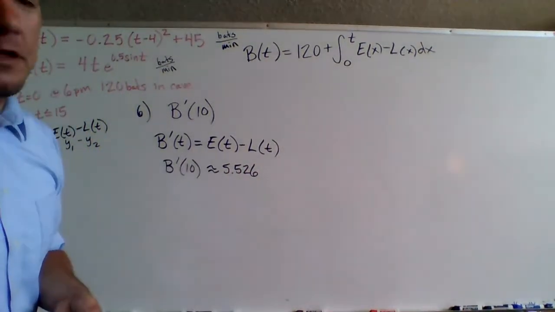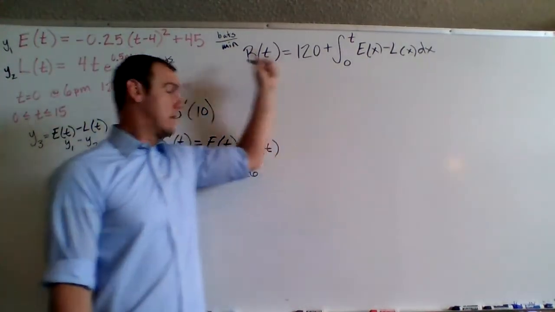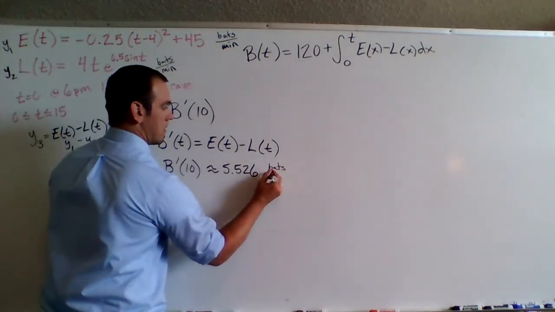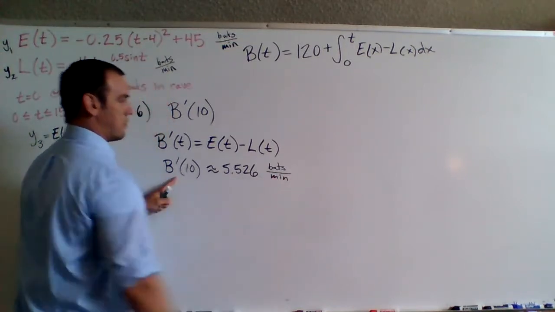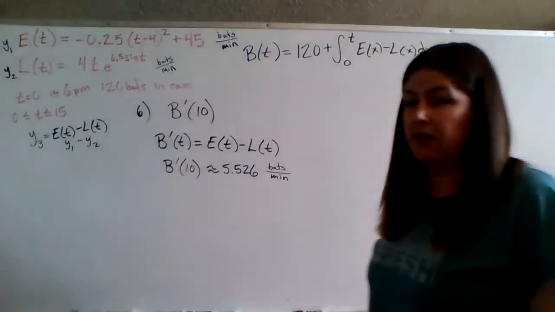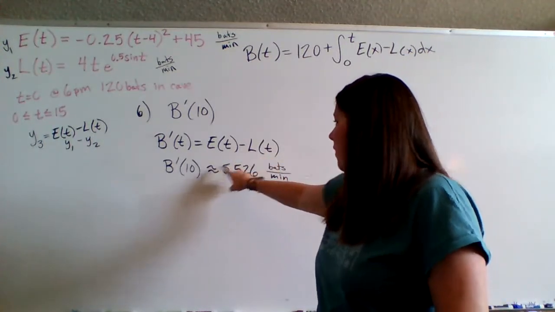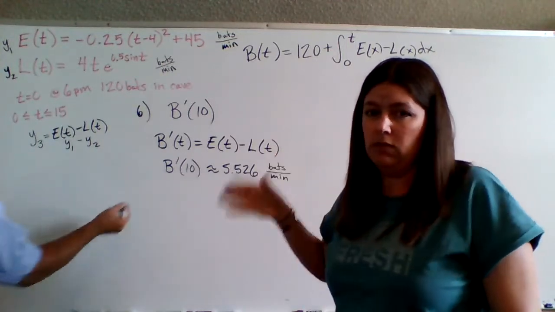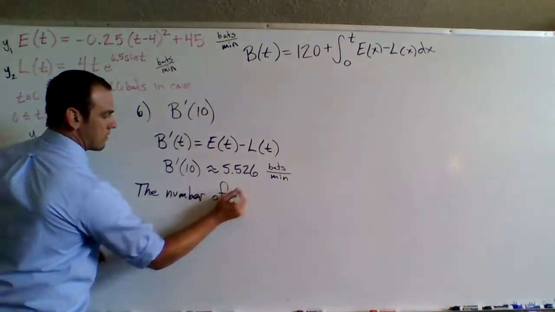Okay, so remember our units. B was representing the number of bats in the cave. The derivative is going to be bats per minute. And since this answer's not about the number of bats, it's about what's happening when you subtract the rate in minus the rate out at time 10, and this is a rate, they probably won't have you round. It only said to round when you're talking about the number of bats. This is not bats, it's bats per minute. So we're going to leave it like that, but we have to interpret it in context.